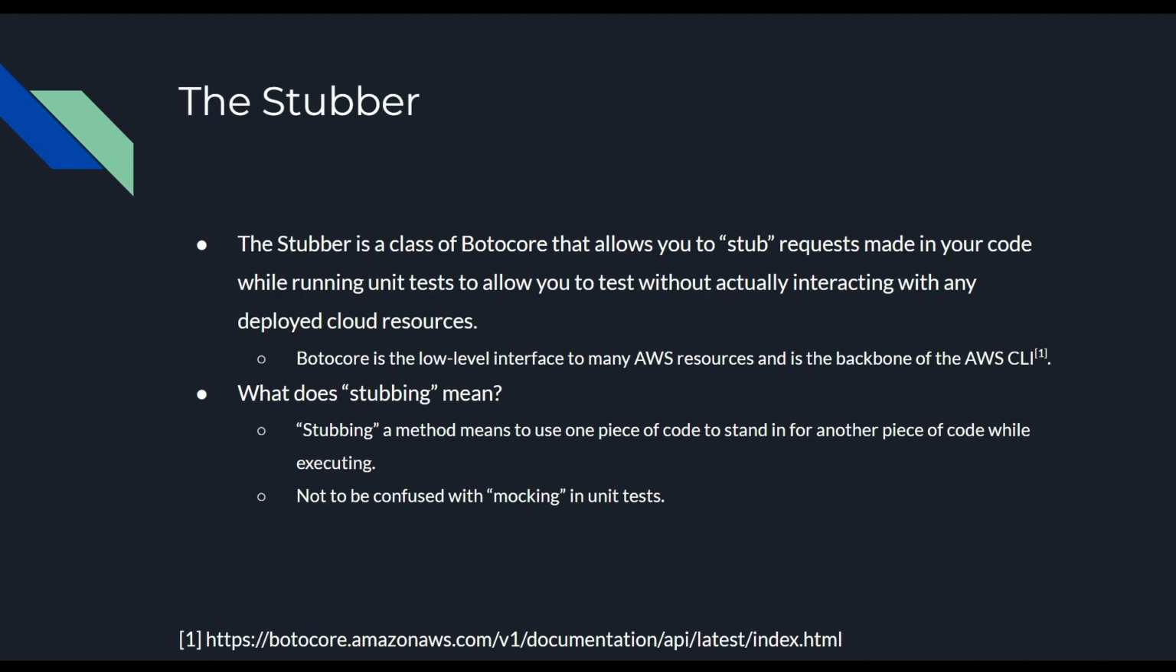Now, what does stubbing actually mean, though? Stubbing a method means to use one piece of code to stand in for another piece of code while executing. So what this means is, using the stubber, we are able to intercept code while running our unit tests and have the results replaced with whatever our code says instead. Now, this is not to be confused with mocking in unit tests, but mocking is a separate topic that we're not going to go into today, and I highly recommend you look into it if you're more interested.